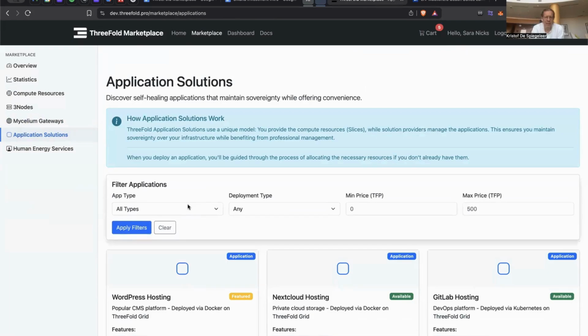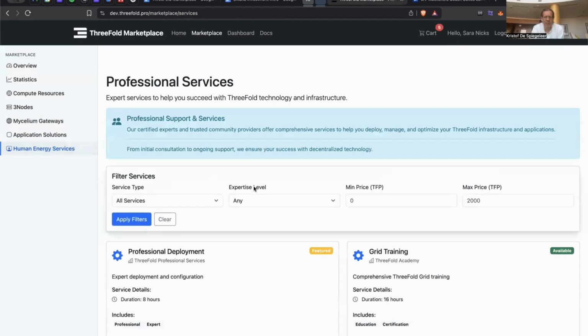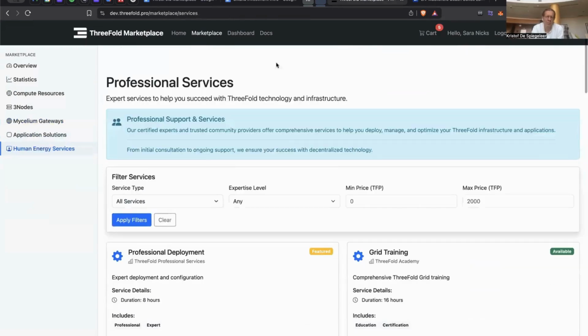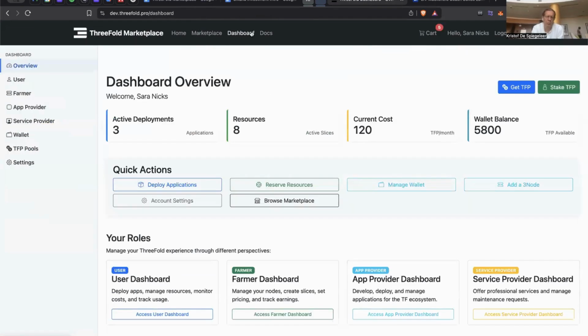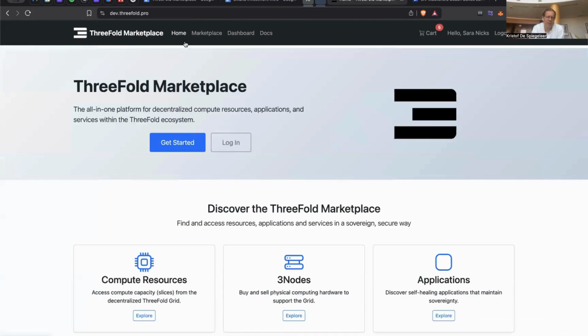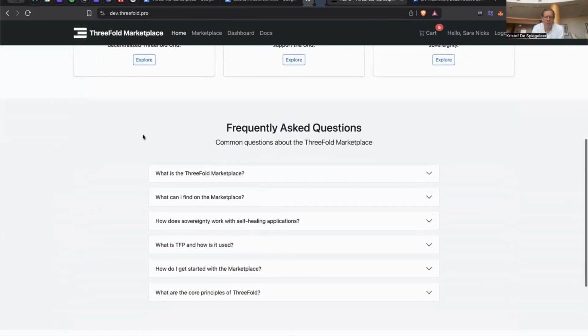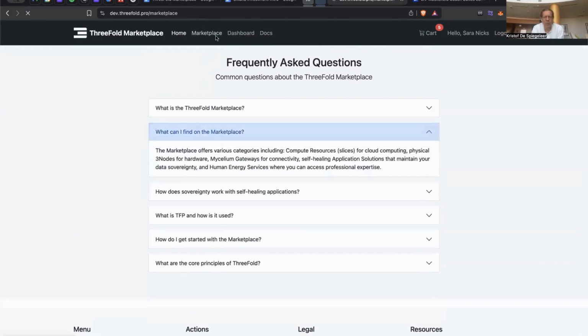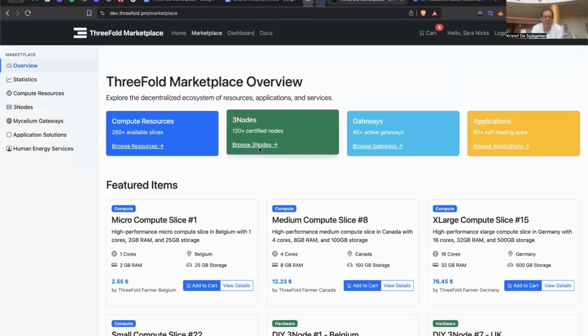And then I can buy the applications. I can buy professional services, right? I can add it to a cart and go with it. So that's kind of it. So it's, I think, a cool way. We also have frequently asked questions in there. So what is it that we do? What can you do with it?